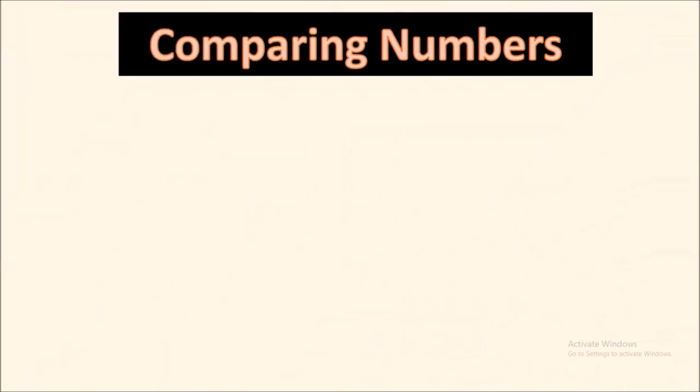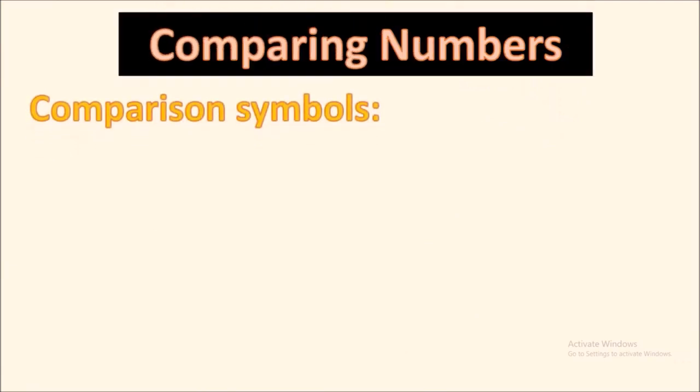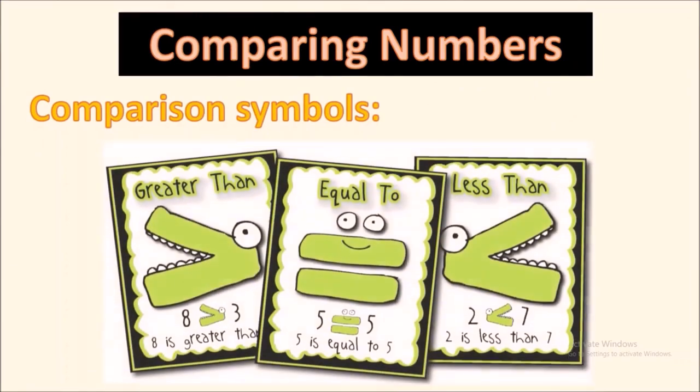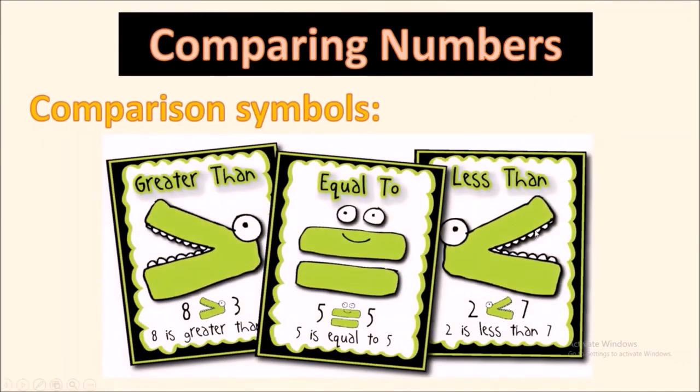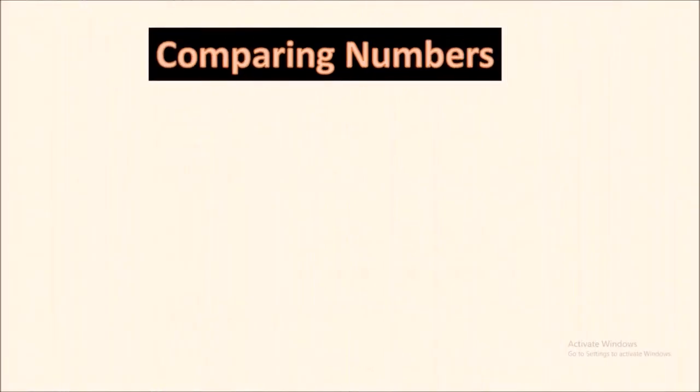Now let's go for comparing numbers. We already know the comparison symbols. They are greater than, less than and equal to. And you know how to compare smaller numbers. Here only the digits are increasing, the numbers are becoming bigger, and we are comparing bigger numbers. And I already know that you know how to compare numbers. Let us recall a little here.